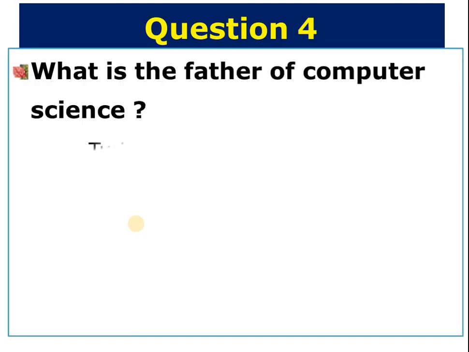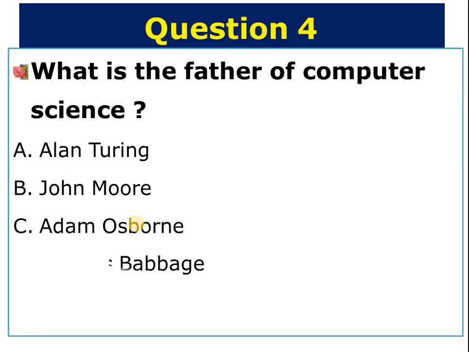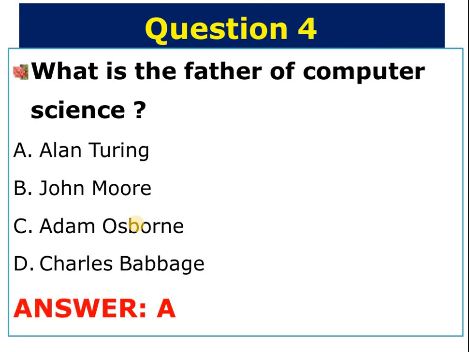Question number 4. Who is the father of computer science? A. Alan Turing. B. John Murray. C. Adam Osborne. D. Charles Babbage. The answer is choice A. Alan Turing is the father of computer science.